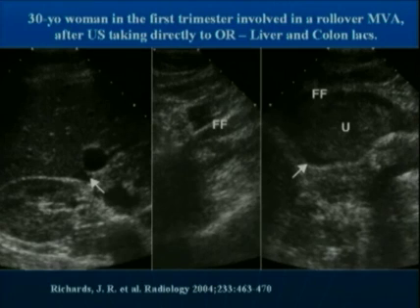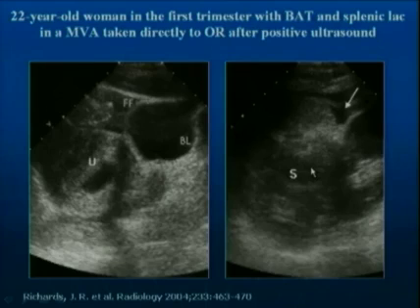Here's another case, however, a 30-year-old woman, first trimester, free fluid in the right upper quadrant of the abdomen. We also identified free fluid along the flanks and both anterior and posterior to the uterus. That patient was taken directly to the operating room without a CT.